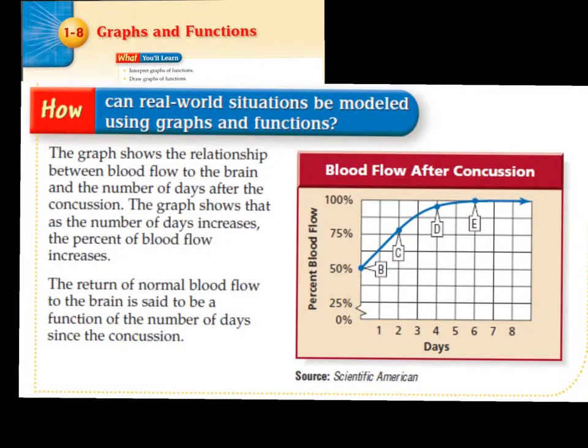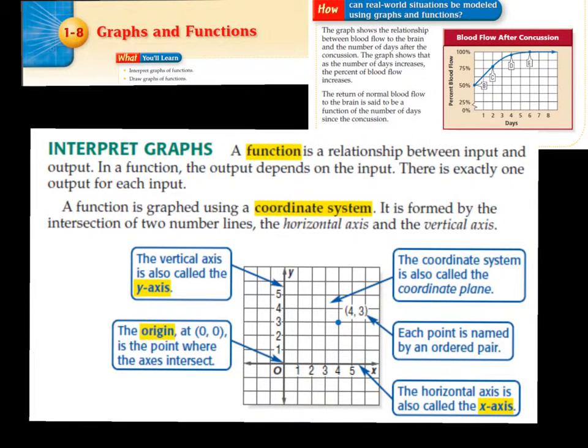since the concussion. A function is a relationship between input and output. In a function, the output depends on the input. There is exactly one output for each input. A function is graphed using a coordinate system. It is formed by the intersection of two number lines, the horizontal axis and the vertical axis.